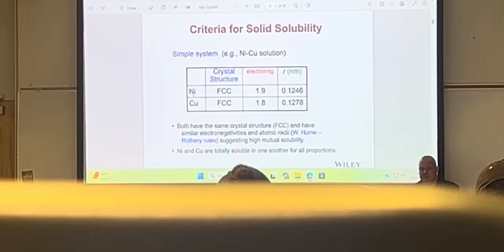So in fact, there's 100% solubility of nickel and copper, just like water and alcohol. They're totally soluble because of these three parameters: crystal structure, electronegativity, and the size.